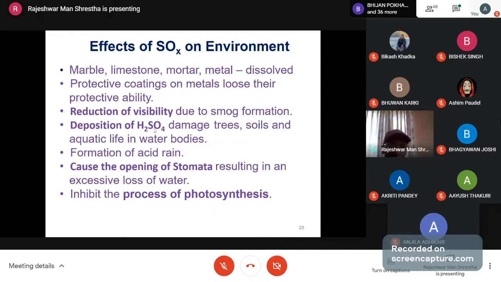How? Then, the experiment you have done, I think you have done in the chemistry laboratory, in the experiment of the preparation of the SO2 gas.